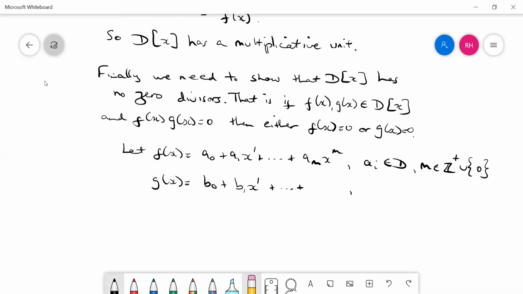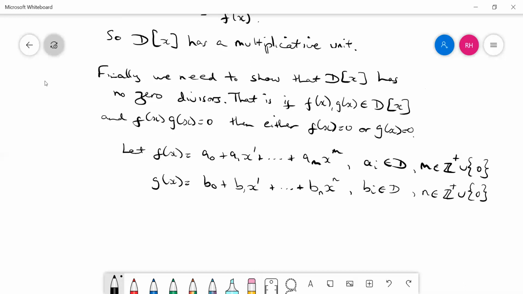Actually, let's write the whole thing out so I get it nice and clear. b_n x^n, b_i. You could put for all i here if you wanted to, but n is an element of Z plus. So both m and n are positive integers. Okay.